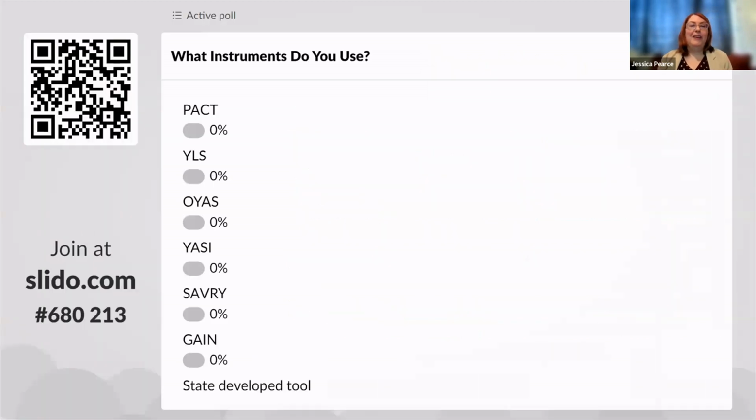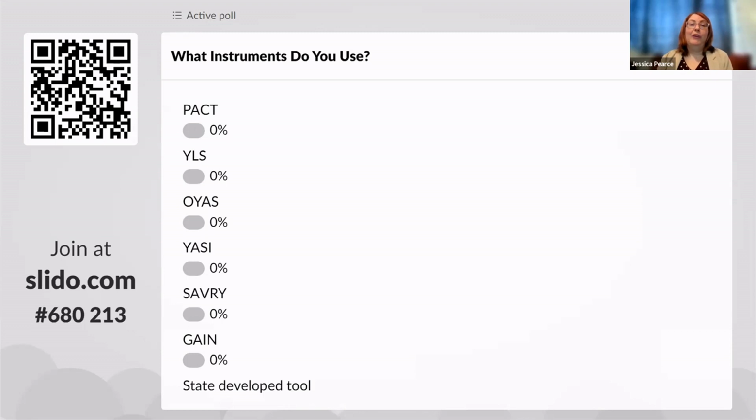I do want this to be interactive with all of you, so we are going to use slido.com. So you can open up another window and go to slido.com. You can scan the QR code right there on your screen with your phone. You can get the Slido app and help us participate today. So for Slido, you're going to go to slido.com and enter my code, which is 680213, or scan that QR code and enter 680213, and then you're going to answer this question.